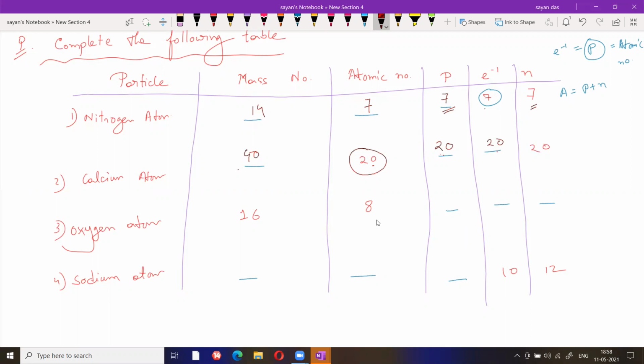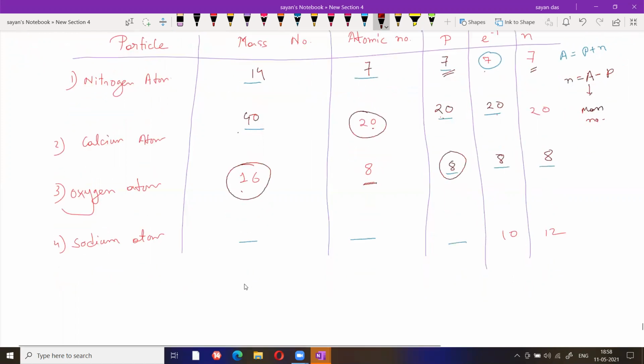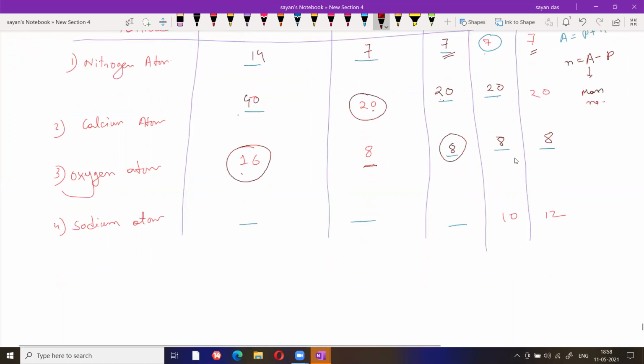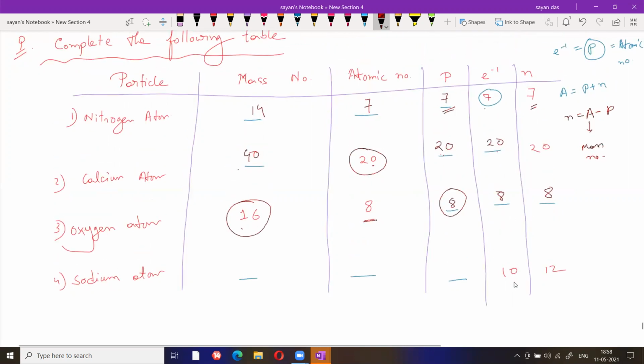Look, the atomic number is given. Atomic number equals proton number. Proton number equals electron number. And what is the neutron number? The neutron number is basically the mass number minus the proton number. A means mass number here. The mass number is 16, the proton number is 8, so this value is also 8. Now this one is a very important question because here the electron number is given.